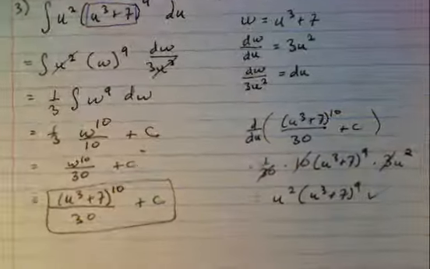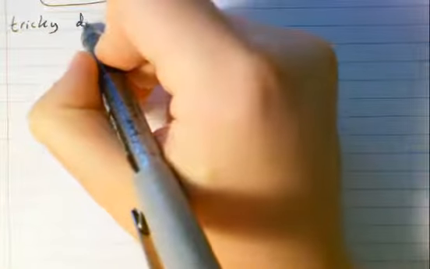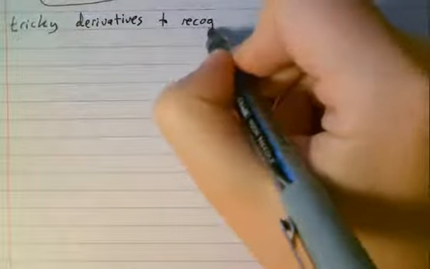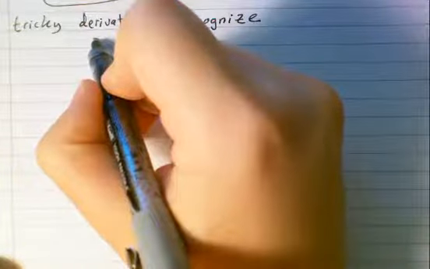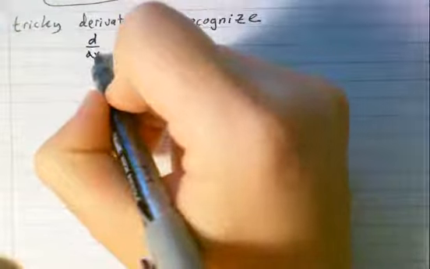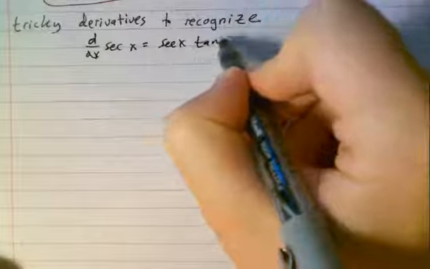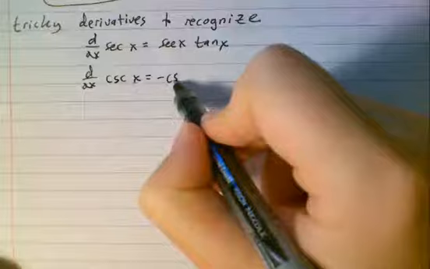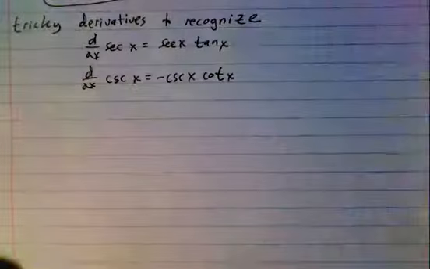There's one final set of tricks. So these are tricky derivatives to recognize. So remember these two rules, that the derivative of secant x is secant x tangent x, and the derivative of cosecant x is negative cosecant x cotangent x.